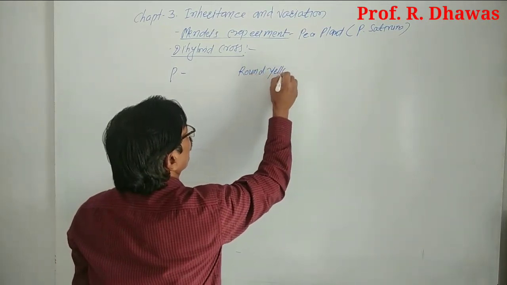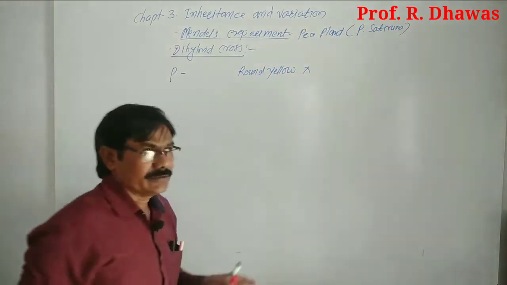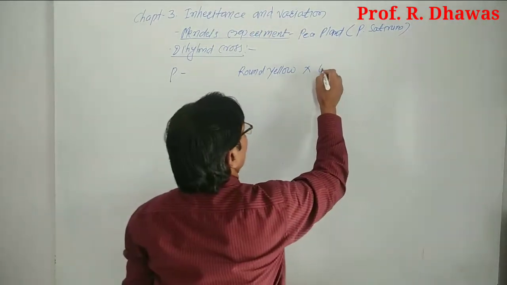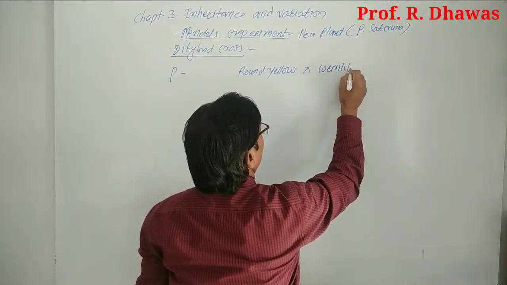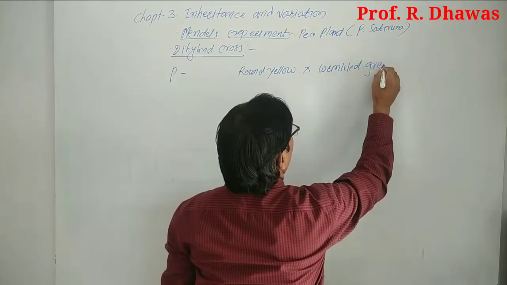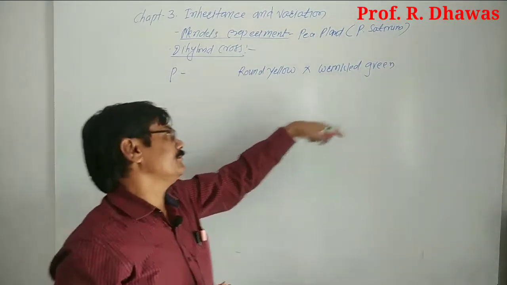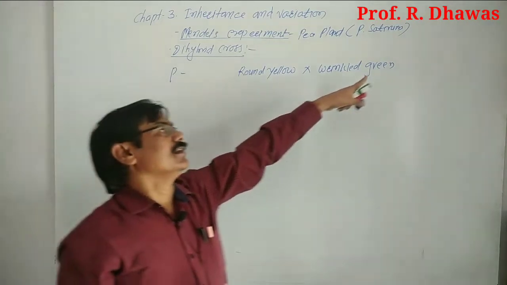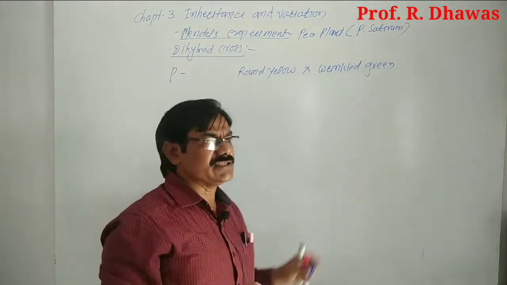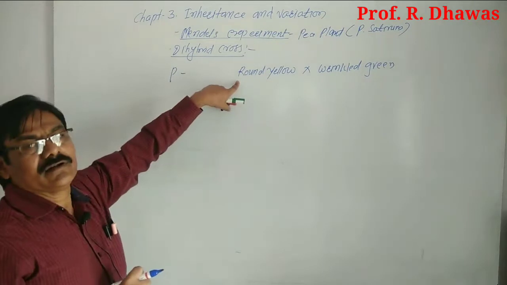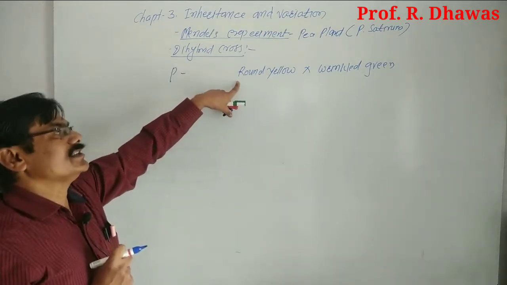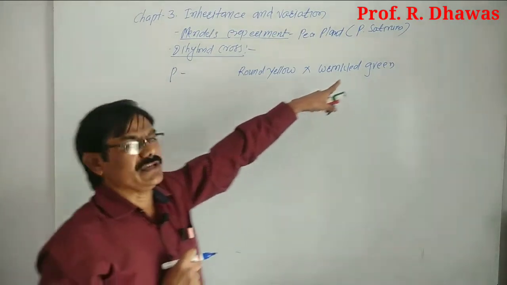yellow, and the recessive side is wrinkled, green. Round is the shape of the seed, wrinkled is the shape of the seed, yellow is the color of the seed, green is the color of the seed. It means we consider two characters from a single part of the plant body, that is the seed.